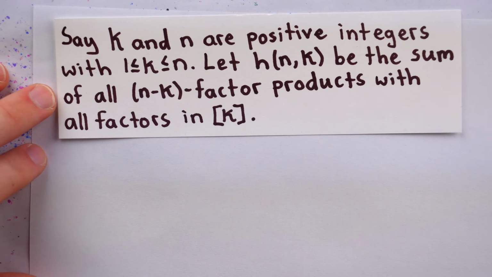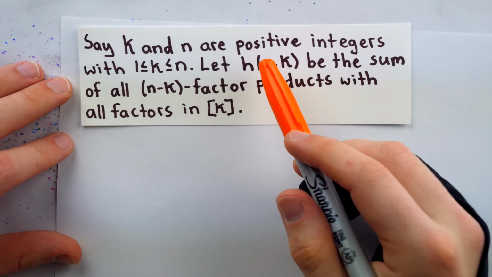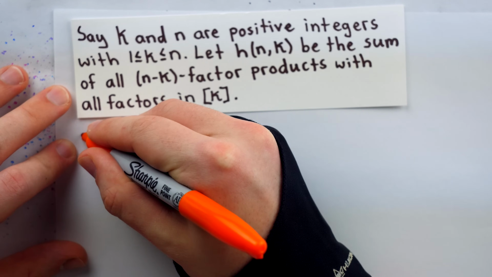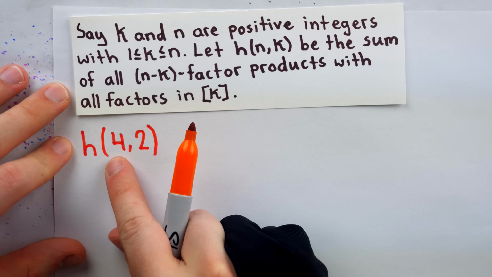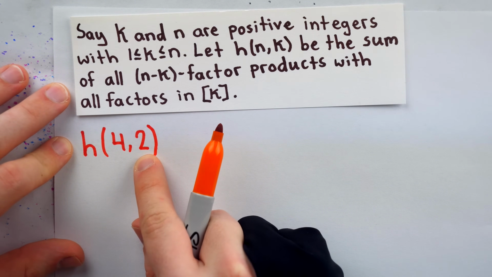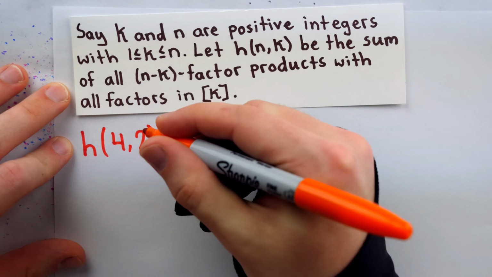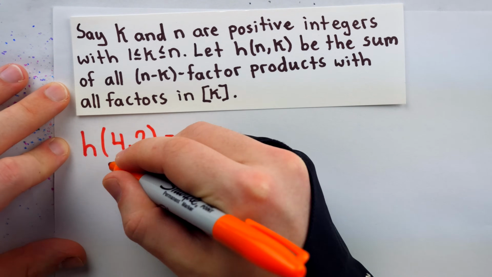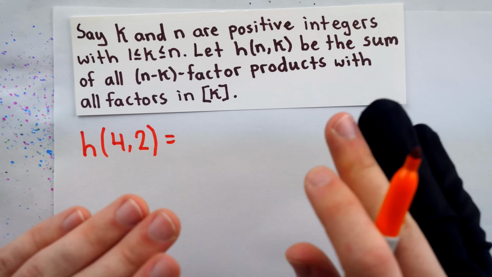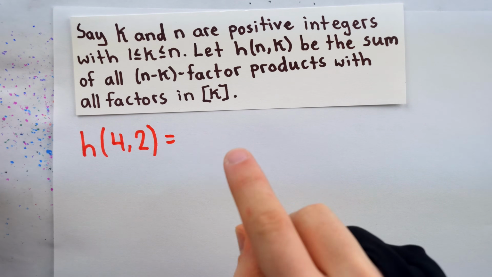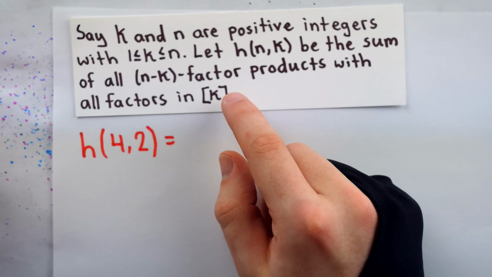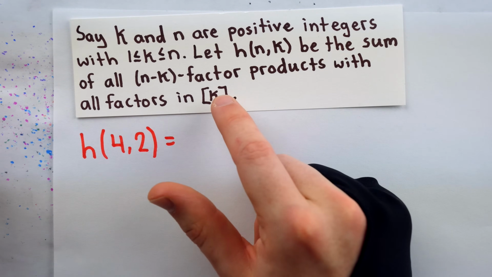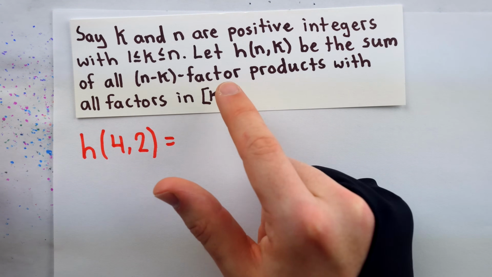There's a good chance, though, that you're still wondering what the heck I mean by this, so let's look at an example. Let us consider, for example, h of 4, 2. Notice that 4 minus 2 equals 2. That's n minus k in this description. This means that this is going to be the sum of all products that consist of 2 factors, n minus k here is 2, where those factors are from the set of the first two positive integers.